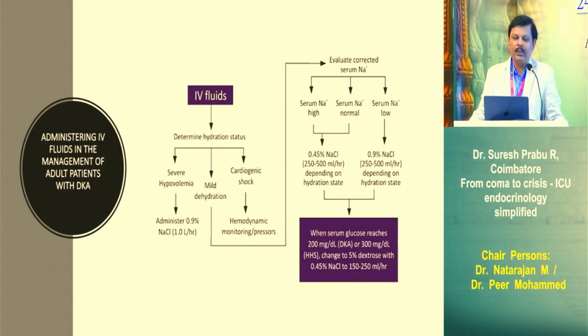As far as the fluid is concerned, the replacement depends upon the volume status of the patient. Usually these patients have a severe dehydration. We have to correct at least 1 to 2 liters within the first 2 hours, followed by correcting the rest of the fluid deficit over 24 to 48 hours. Start with normal saline, and when the sugar reaches around 200, we can change to dextrose normal saline and continue the insulin infusion. Stopping the insulin will cause a rebound ketosis and should not be done.